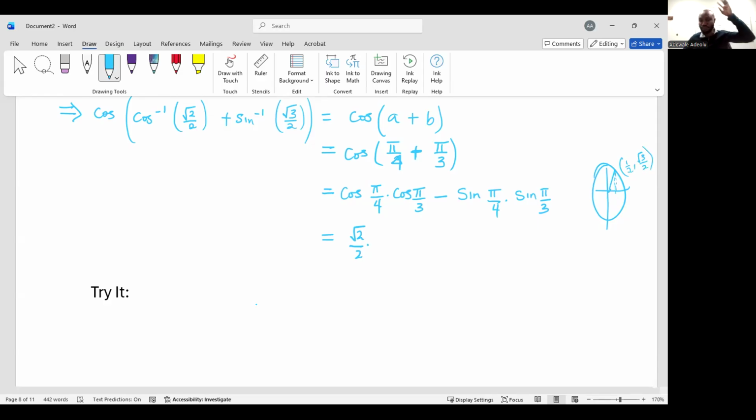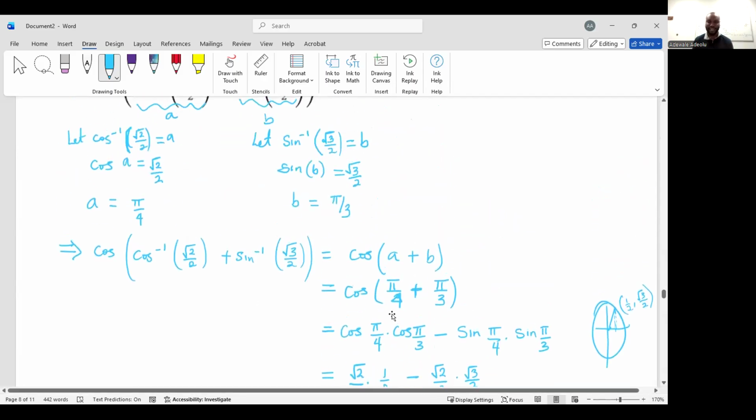So like I told you, nothing to memorize. You just need to know how things move around and just have fun with it. Cosine of pi over 3 turns out to be 1/2, minus sine of pi over 4, that's root 2 over 2, times sine of pi over 3, that is root 3 over 2. So this is root 2 over 4 minus root 6 over 4, and our answer is root 2 minus root 6 over 4.